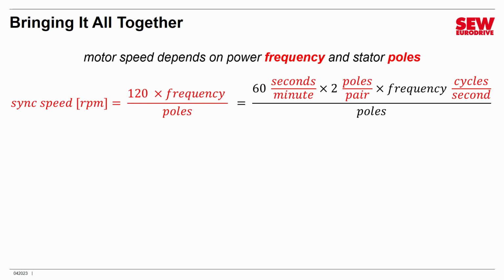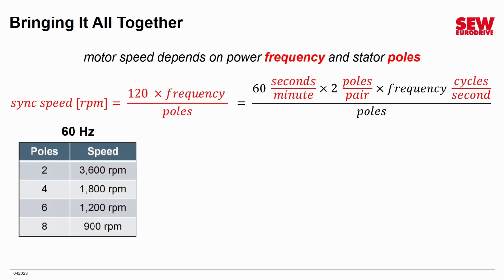And if you care to see how that equation was derived, there you go. If you don't, then just use it. But here's an example. If you have a 2-pole motor and you power it with 60 Hertz AC, the synchronous speed is 3,600 RPM. If you use 4 poles at the same frequency, it halves that speed to 1,800. If you go to 6 poles, it's 1,200 RPM, and 8 poles, it's 900.